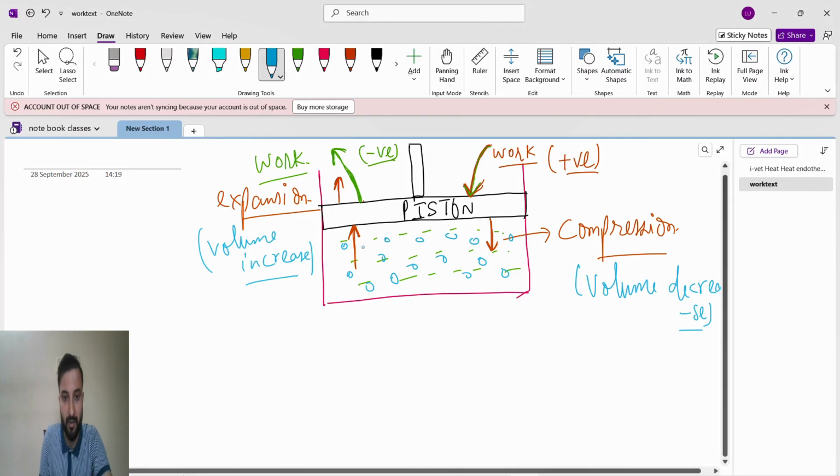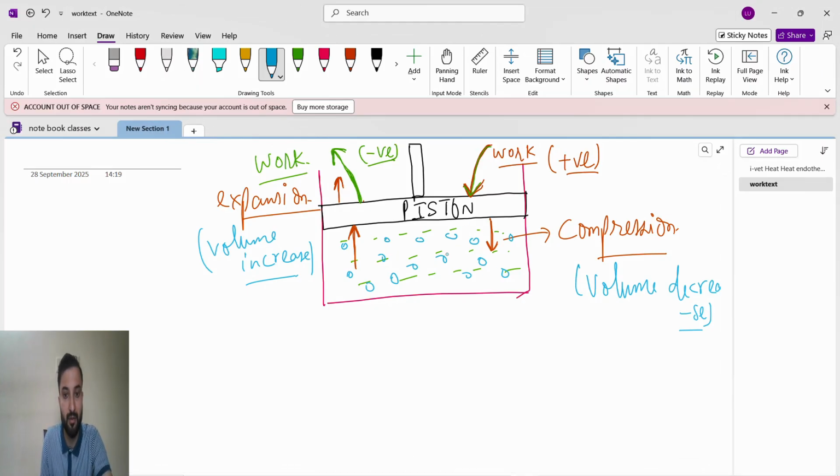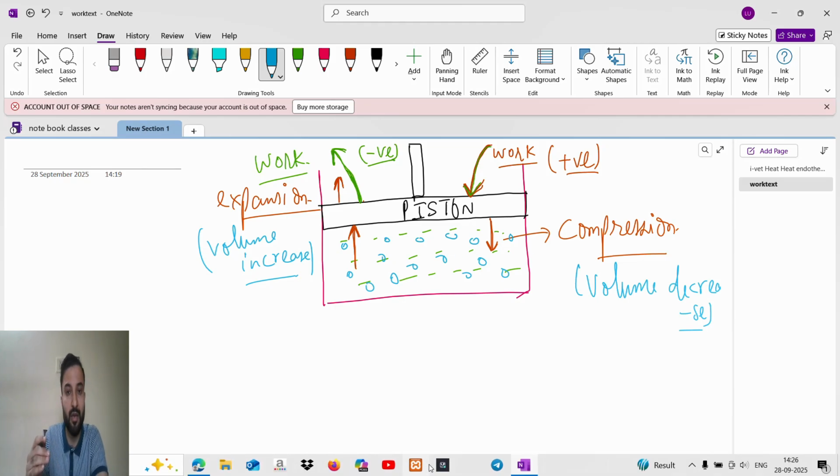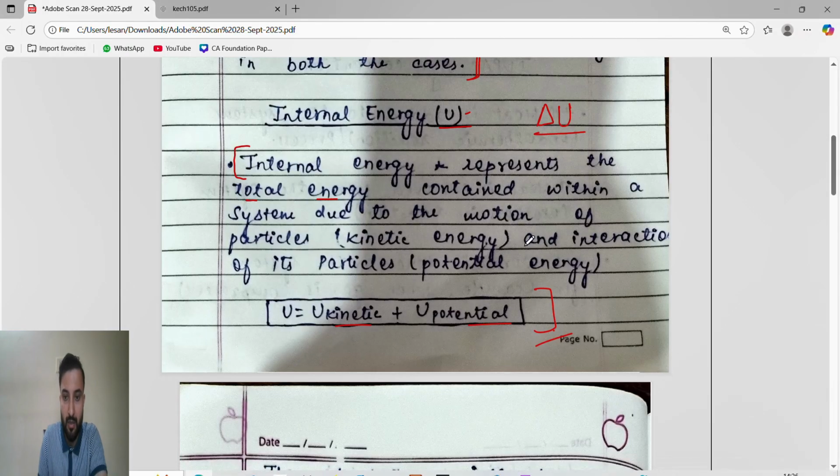Motion of the particles, the gaseous particles. Or if you keep water particles, the motion will happen here. Because water, gas, what will happen? Liquid, gas, they can flow. Their particles can flow. The flow means movement. Movement means kinetic energy. And interaction of its particles, that's potential energy.